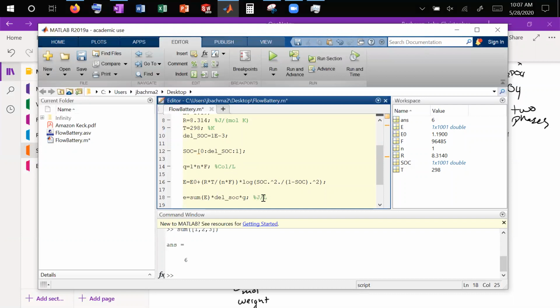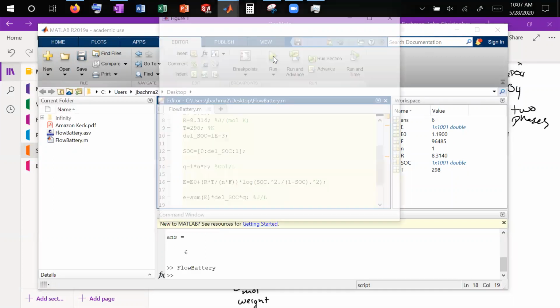Professor, is it going to be case sensitive when you're calling out del SOC? It will be case sensitive. Thank you. Good catch. And that's not a G, that's a Q. Yeah, that's a good point. MATLAB is case sensitive. So let's just give this a shot.